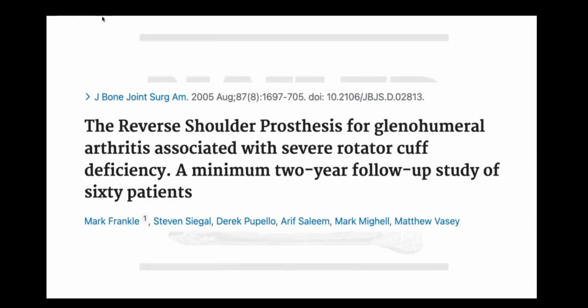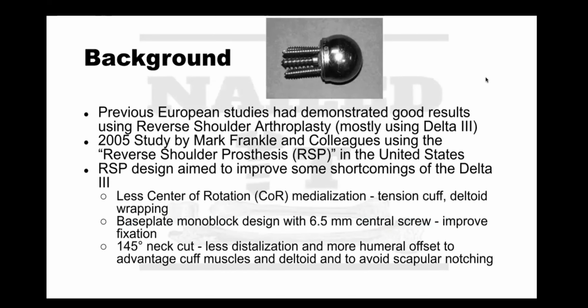So a little bit of background on this study. Previous European studies, including the ones we reviewed, demonstrated good results using reverse shoulder arthroplasty for patients with massive or irreparable rotator cuffs, or the end stage of it being the rotator cuff arthropathy, with 2 of these we reviewed being the Delta 3 prosthesis developed by Grammont, and then the other one being the Stryker Aquilis. So this is a 2005 study by Mark Frankle and colleagues at the Florida Orthopedic Institute using the RSP, or reverse shoulder prosthesis, in the US.